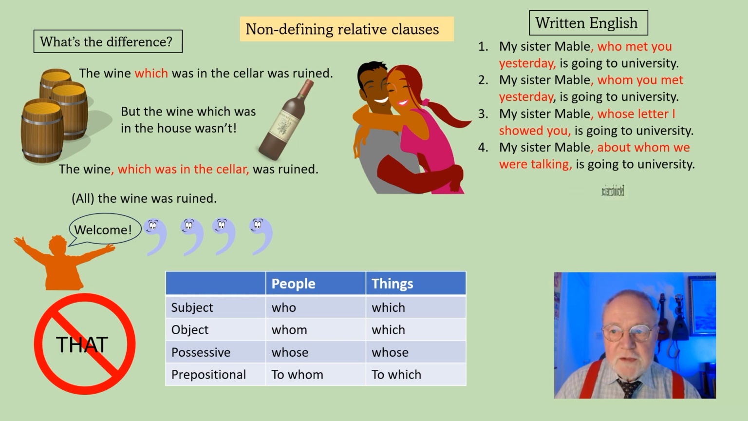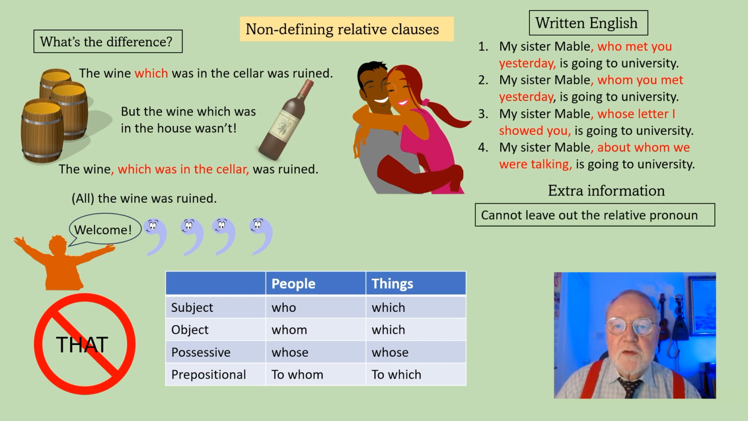Now a close look at those sentences will show they all have extra information in red, and they are non-defining relative clauses. And you cannot leave out the relative pronoun. It has to go in. And if you take out the red part of each sentence, you find each sentence is exactly the same and it still makes sense. My sister Mabel is going to university. And now let's have a look at the word what.